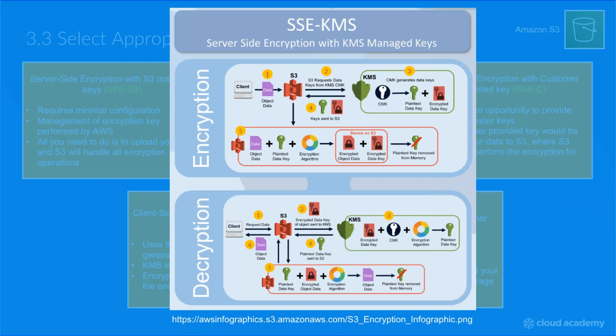S3 will take this plain text data key and the encrypted object data, go through an algorithm, and generate the decrypted object data. At that point, the plain text key is removed from memory, and the object is then passed back to the client. So that ties up a few of the things we were speaking about earlier with regards to KMS. We have the CMK, which generates data encryption keys, 2 keys: a plain text key and an encrypted data key. And that shows you how the encryption process works when using KMS.